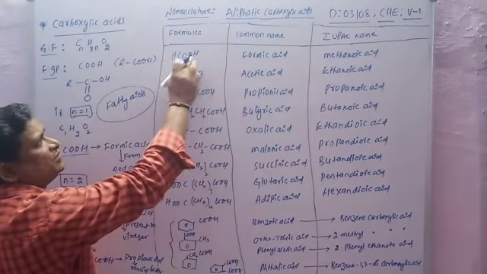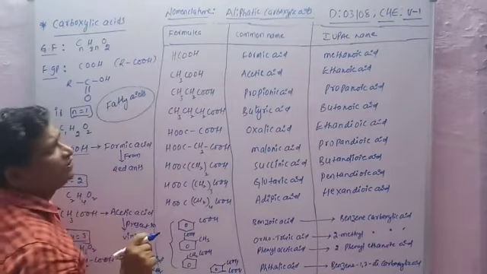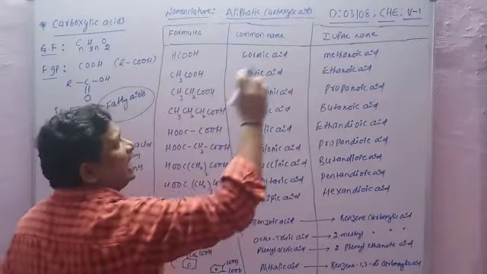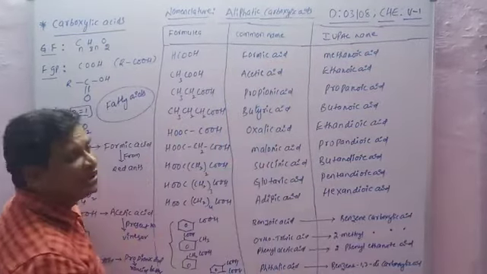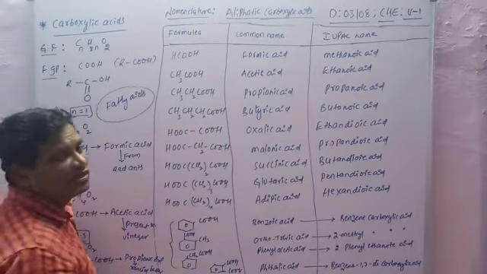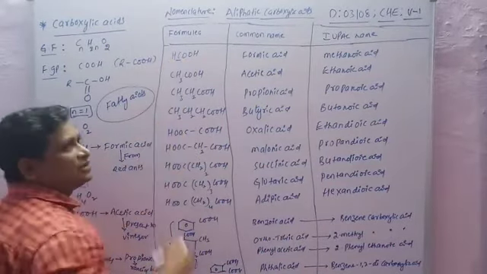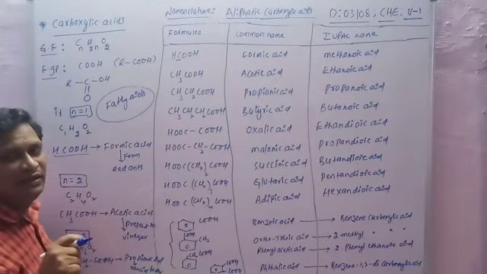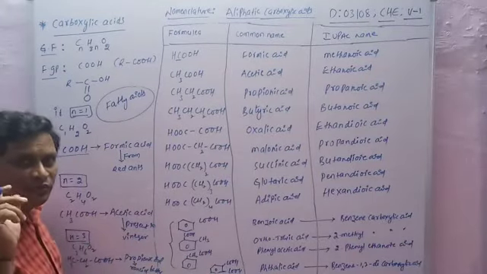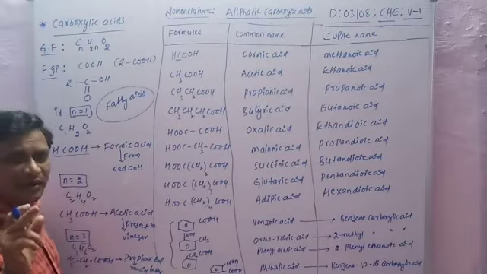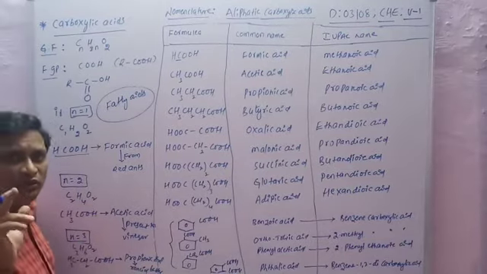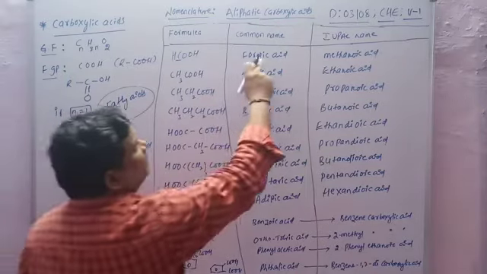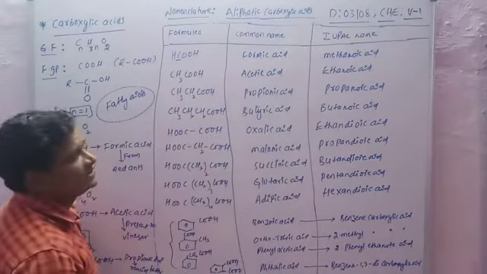HCOOH, wherein n equals 1. So the common name is formic acid. The IUPAC name is methanoic acid because it contains 1 carbon. If 1 carbon is present in the compound, the root word is meth. If 2 carbons are present, the root word is eth. If 3 carbons are present, the root word is prop, like that. So formic acid is methanoic acid.